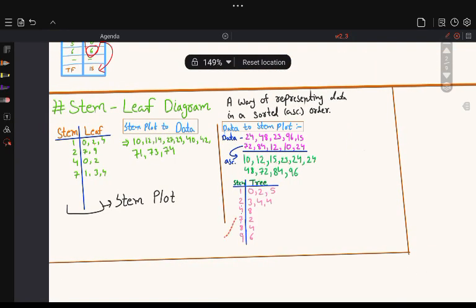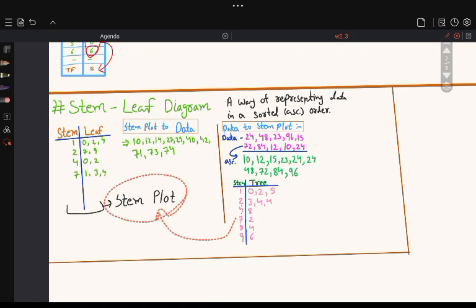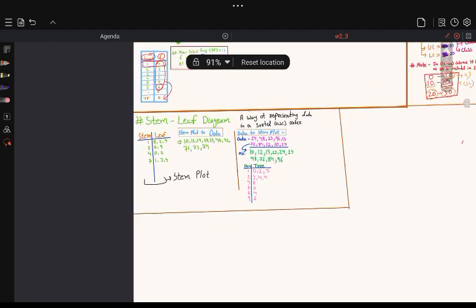Or we can also, from a stem plot, describe the data, which is a relatively easier task, and we will get sorted data in ascending order mainly.